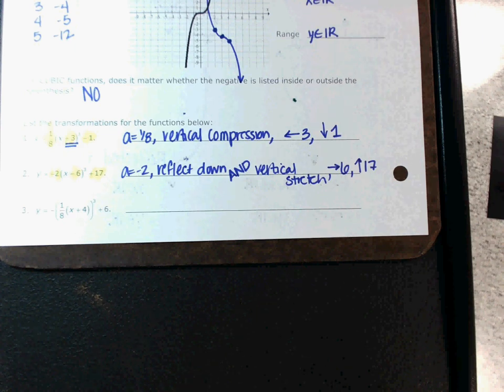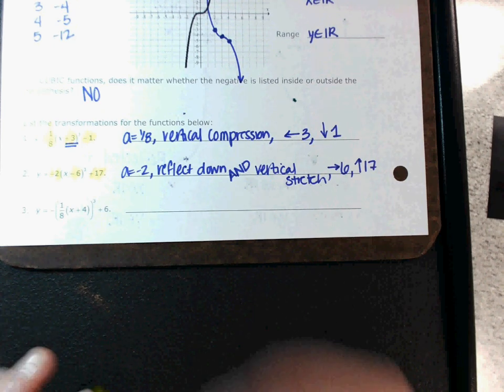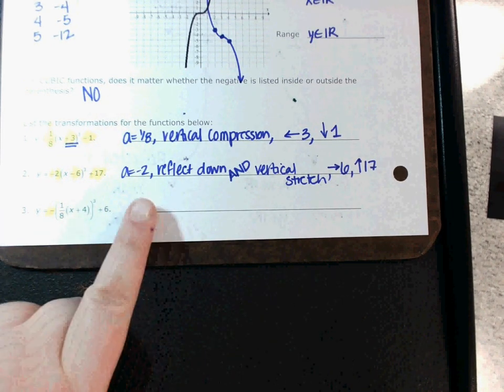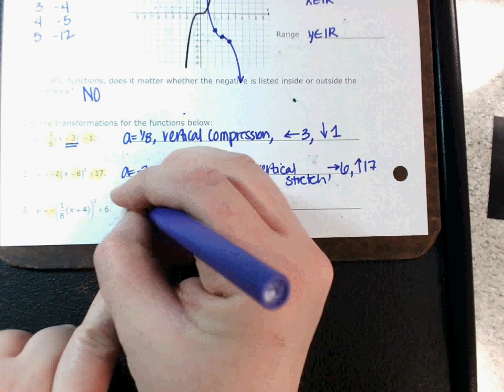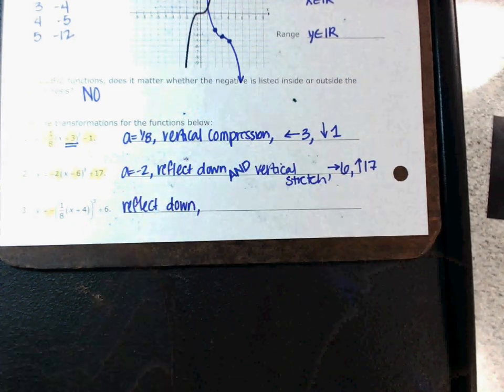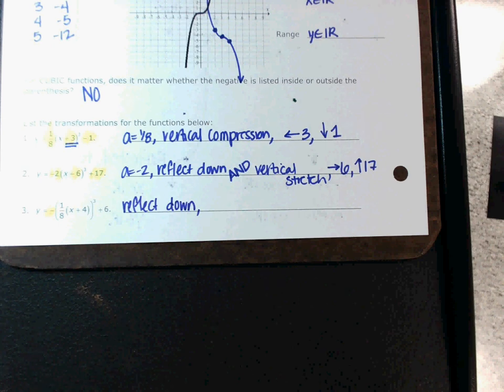Okay, number 3. So, if we were to work this one out, we have a negative in the front. Negative in the front does what? Okay, reflects it down. Okay, then the next number that you see is the 1/8. Now, normally a 1/8 would be a what?